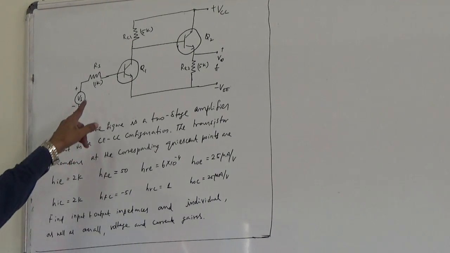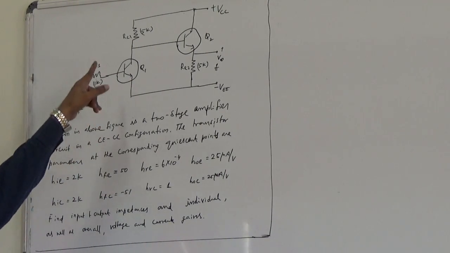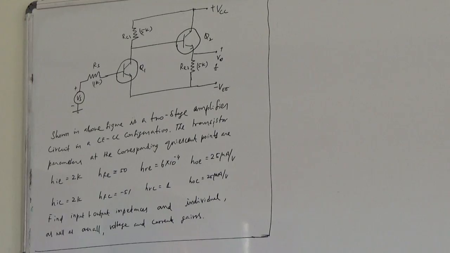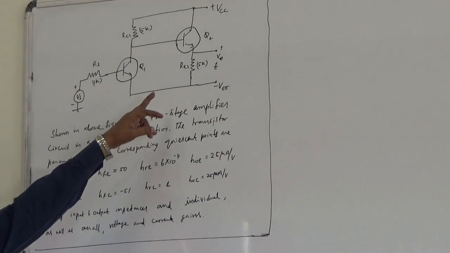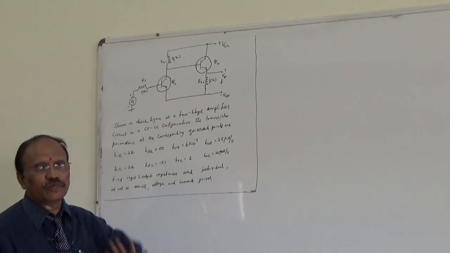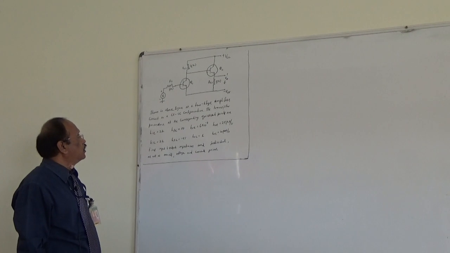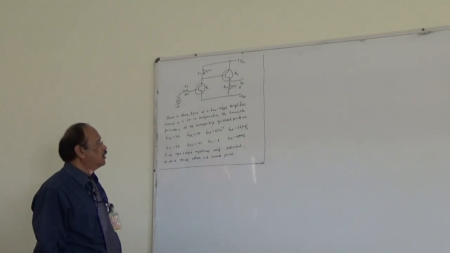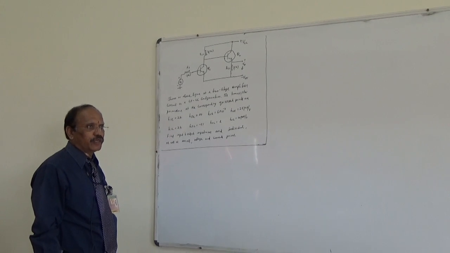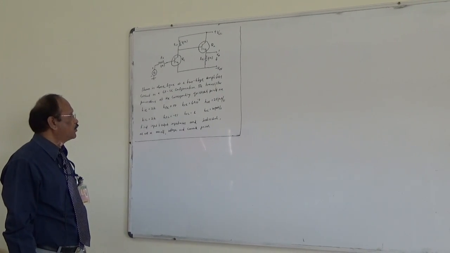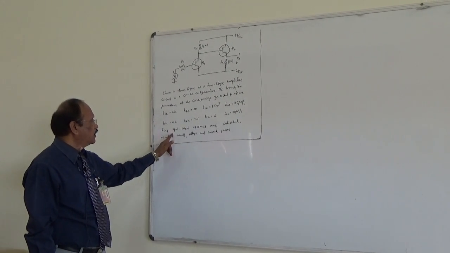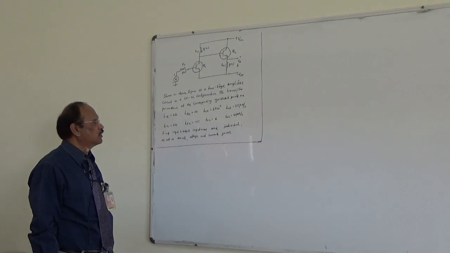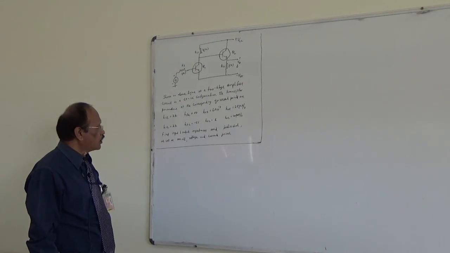There is a voltage source with a source resistance of 1K, the collector resistance RC1 is 5K, and the emitter resistance, or the load resistance for the second stage, is also 5K. We have been given the parameters of the corresponding stages, common emitter and common collector. We have to determine the input and output impedances, and the individual as well as overall voltage and current gains of these stages.